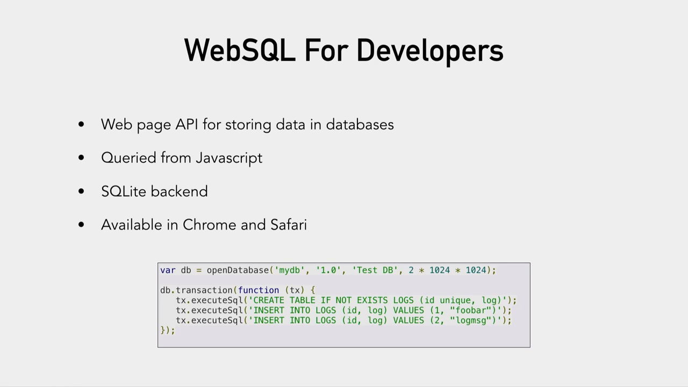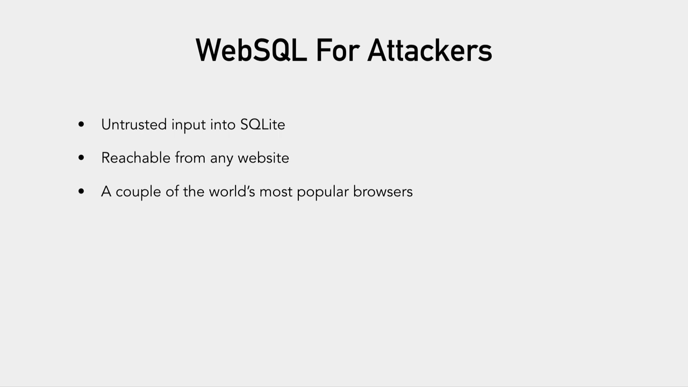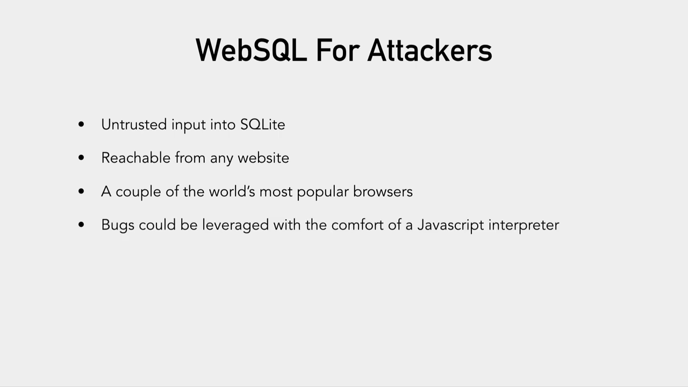Here we see an example of how to query SQL to SQLite using JavaScript. It's very straightforward. But in other words, what I'm hearing here is that we have untrusted inputs into SQLite available, reachable from any website on the internet in two of the world's most popular browsers. And now every memory corruption bug could actually be leveraged with the comfort and knowledge of JavaScript exploitation.